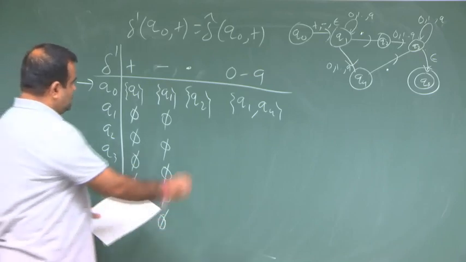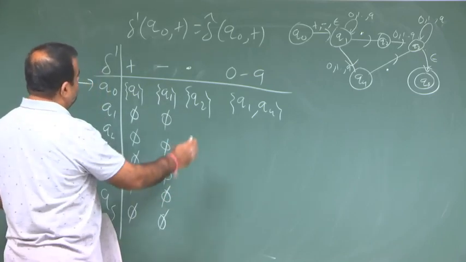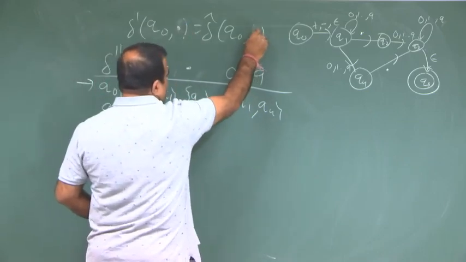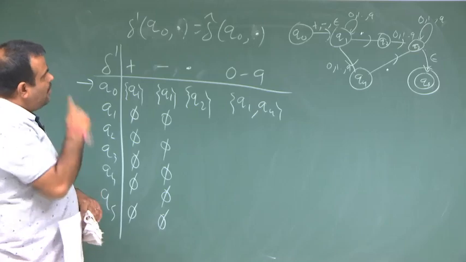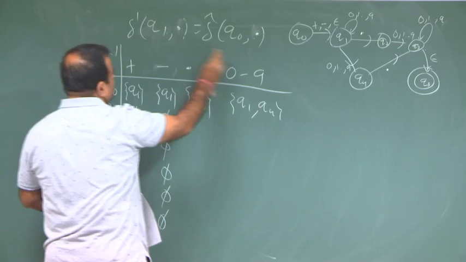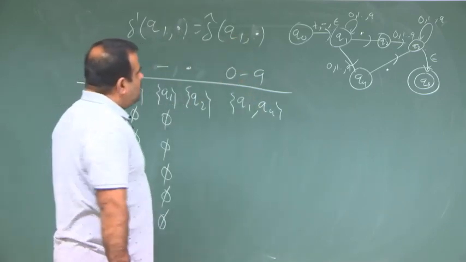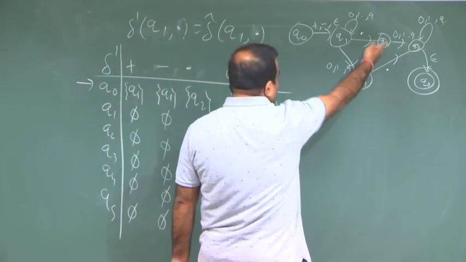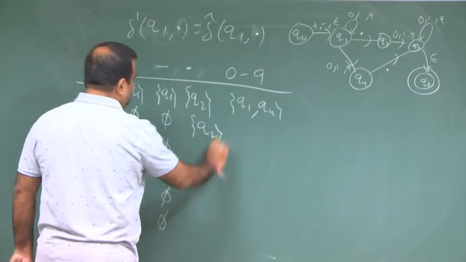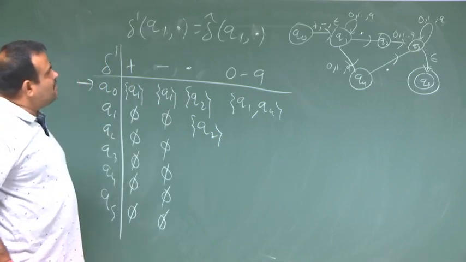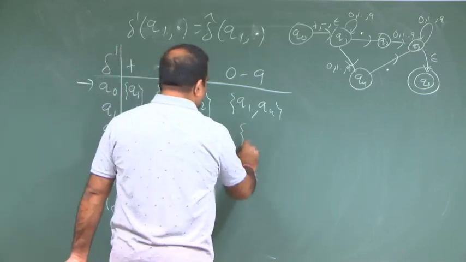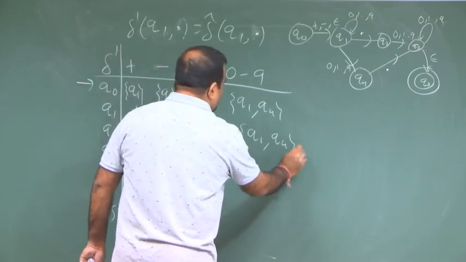And with this, delta hat of q0 dot. So, this will be q0 dot. With dot, where can we go? From q1 with dot there is no epsilon move, so we can go to q2 at most. So, this is q2. And from q1 with a number, where can we go? We can go to either q1 or q4.